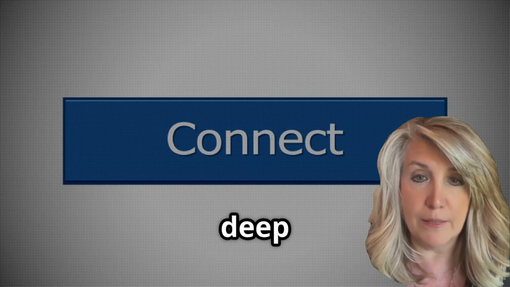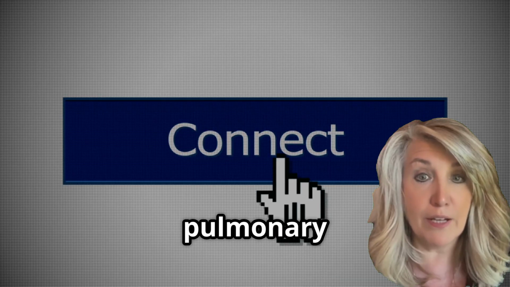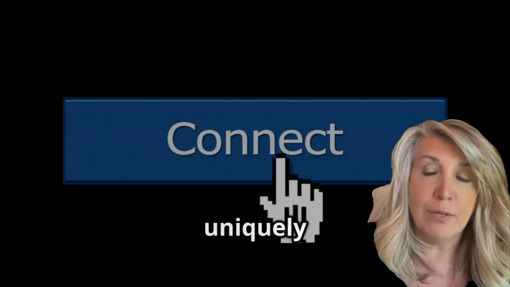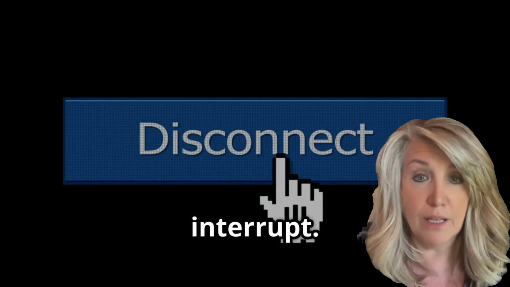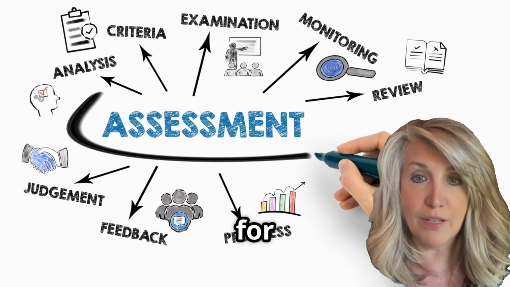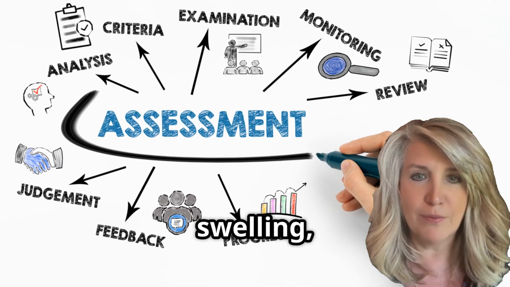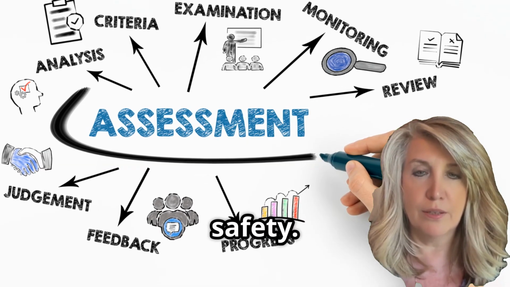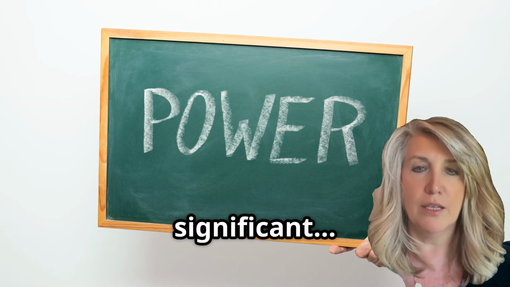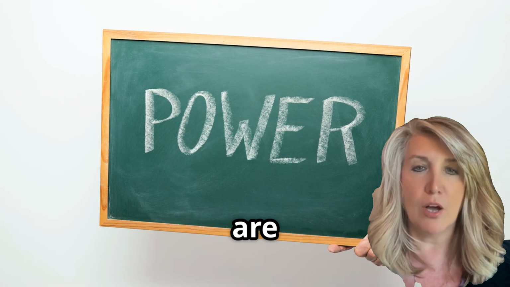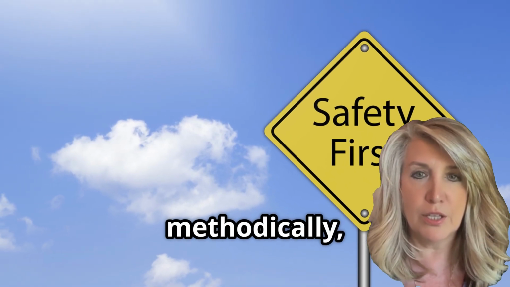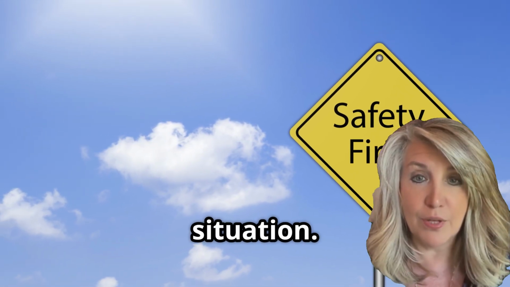The connection between a deep vein thrombosis in the leg and a pulmonary embolism in the lungs is a pathway paved with peril, one you are uniquely positioned to interrupt. Every time you assess for unilateral swelling, reinforce ambulation, or educate on signs of bleeding, you bend that pathway towards safety. The responsibility is significant, but your training and critical thinking skills are powerful tools. By applying the nursing process methodically, you can bring order and safety to a potentially chaotic clinical situation.